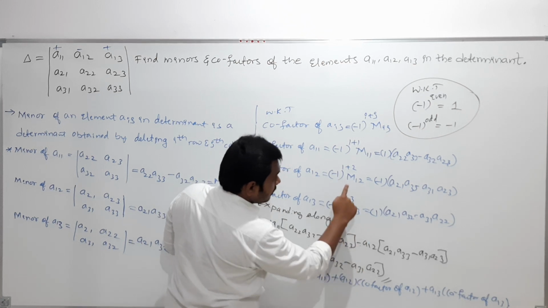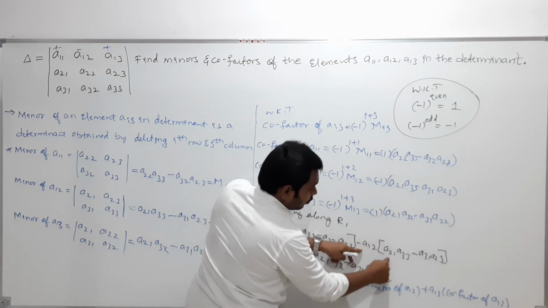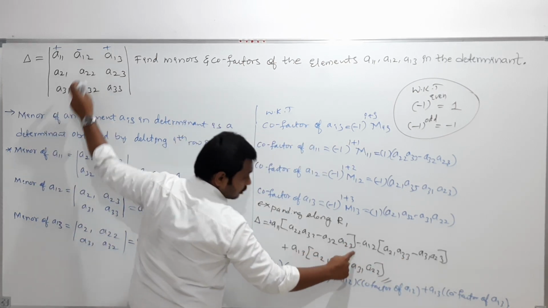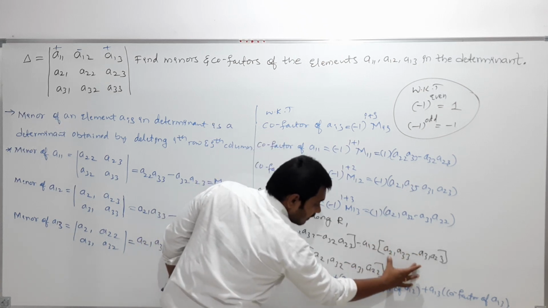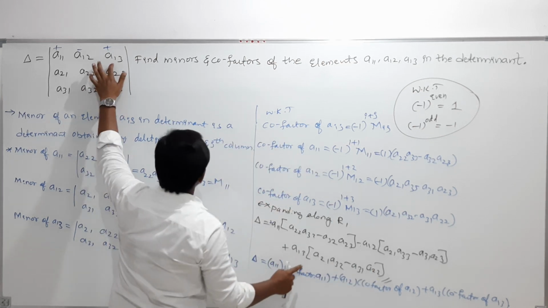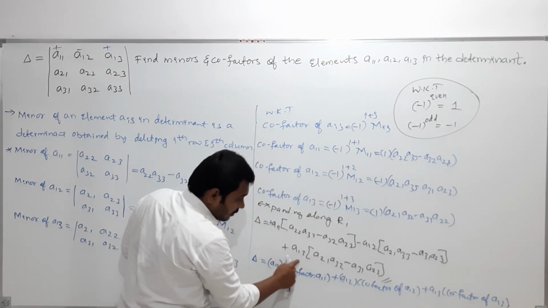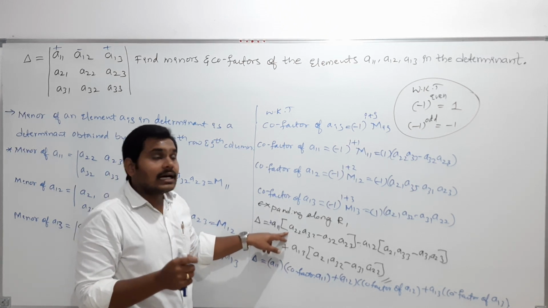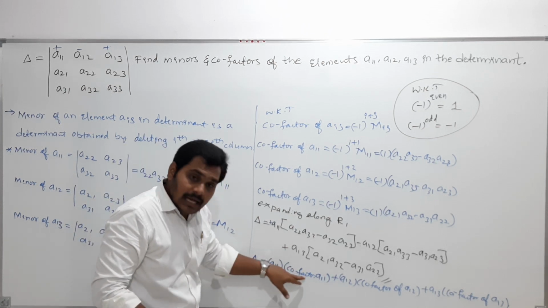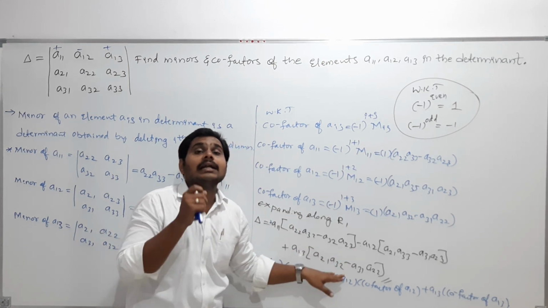Next, I consider the cofactor of A12. The cofactor of A12 is negative, minus 1 times minus of A21 A33 minus A31 A23. So the A12 element is multiplied with the cofactor of that element, and next, to the third element A13, I multiplied with the cofactor of the corresponding element. So if you multiply the elements of any row or column with the cofactors of the corresponding elements and add, then that value will give us the determinant value.